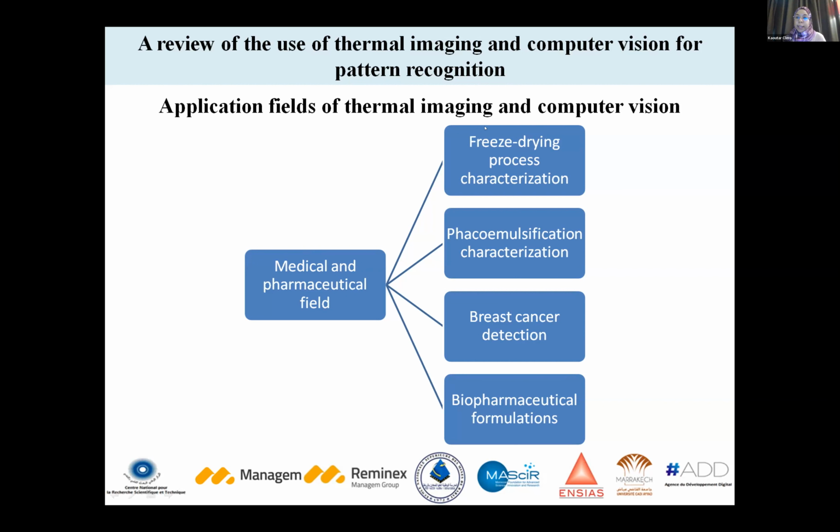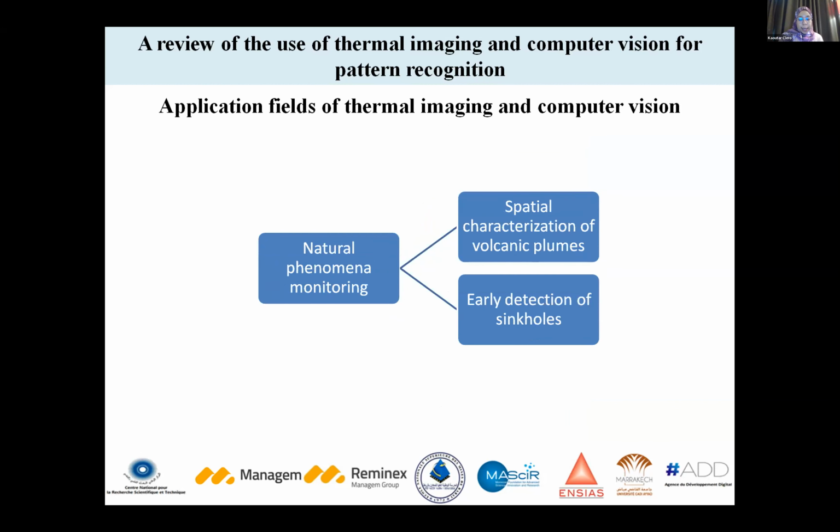And these technologies can also be used for biopharmaceutical formulations. And also, they can be used for natural phenomena monitoring. For example, we found 2 main studies which focus on the spatial characterization of volcanic plumes and the early detection of sinkholes, which are a kind of holes that affect the ground and should be predicted in order to avoid risks.